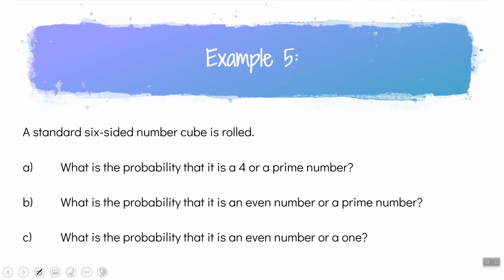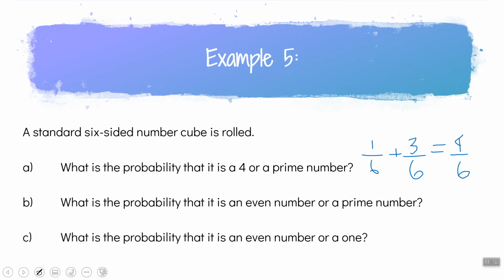Let's go back to the dice. If I roll a dice, what's the probability that that dice is a 4 or a prime number? Well, let's think about this. There's a 1 out of 6 chance that it's a 4. Prime numbers would be 2, 3, 5. And 4 isn't a prime number, so there isn't any overlap, so you don't have to subtract. So 4 out of 6 are 2/3.